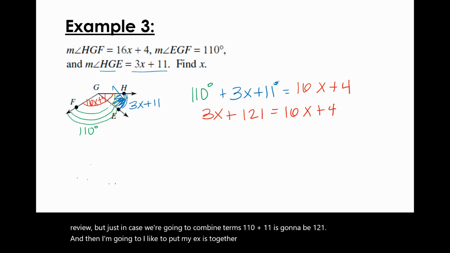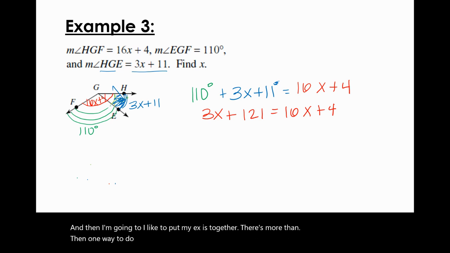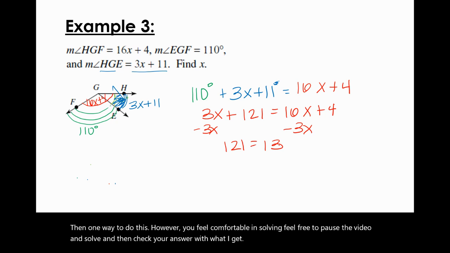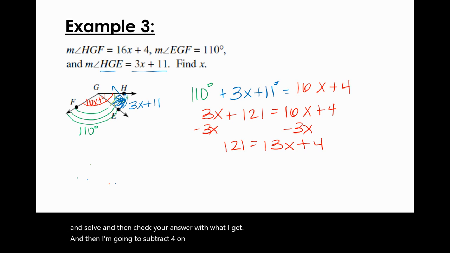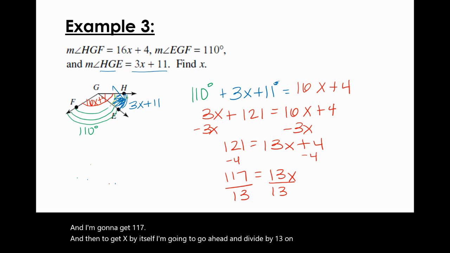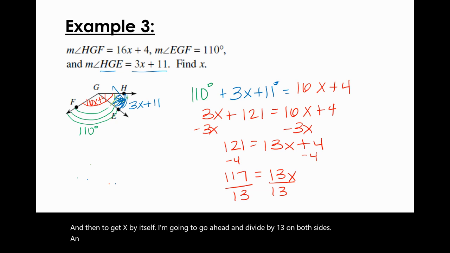There's more than one way to do this, however you feel comfortable solving. Feel free to pause the video and solve and then check your answer with what I get. Then I'm going to subtract 4 on both sides, and I'm going to get 117. To get x by itself, I'm going to divide by 13 on both sides. And 117 divided by 13 is going to give me 9.